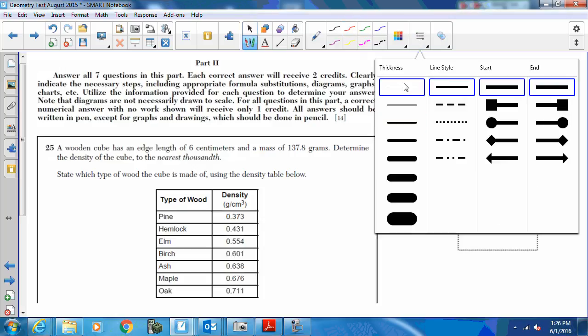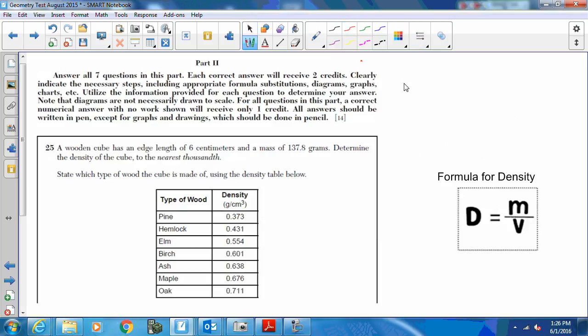So here's a little formula I want you to write down. Density is equal to mass divided by volume. So in this formula, the M stands for the mass, which they actually give you in this problem. And then the V stands for volume, which they don't give you, but you have enough information to find. So we need to find the density, but first we need to find the volume.